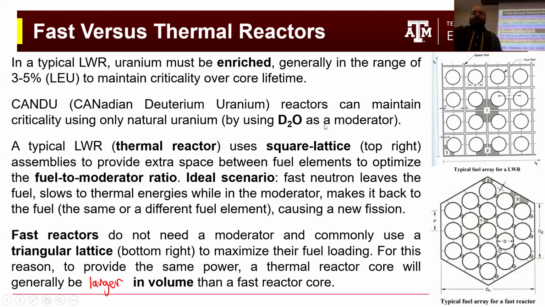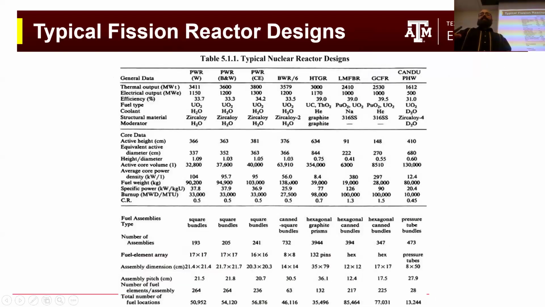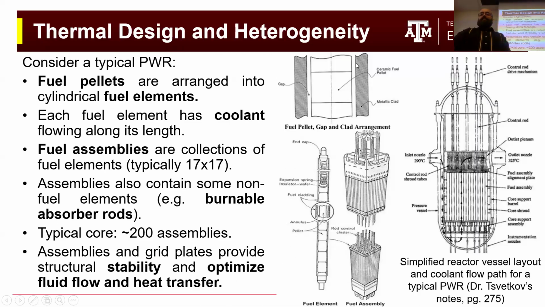So that's thermal versus fast reactors. In general, these systems are heterogeneous. Homogeneous means everything is the same. Heterogeneous means you have lots of different regions that have different things going on. So the hierarchy of the pieces of these reactors: the smallest thing is the fuel pin. You have probably seen those little UO2 ceramic pellets.